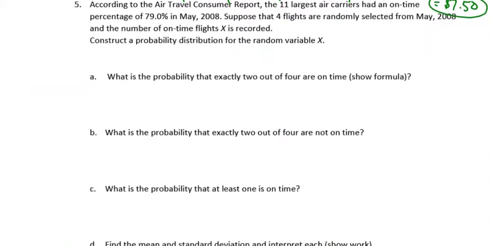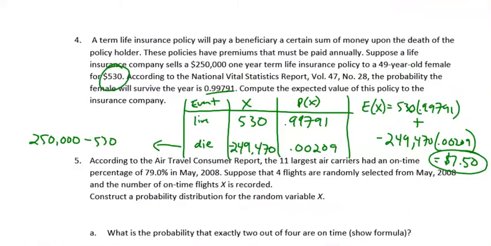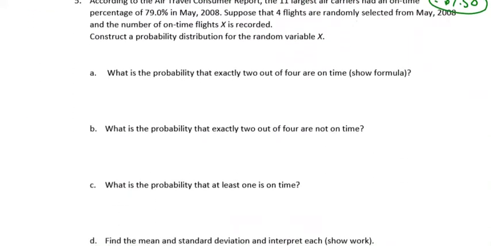According to the Air Travel Consumer Report, the 11 largest air carriers have an on-time percentage of 79%. Okay. So construct a probability distribution for the random variable x. The probability distribution looks like this: x and the corresponding probability.